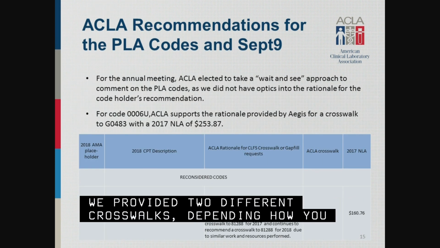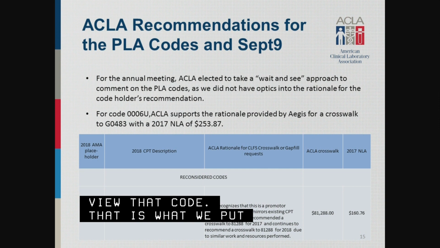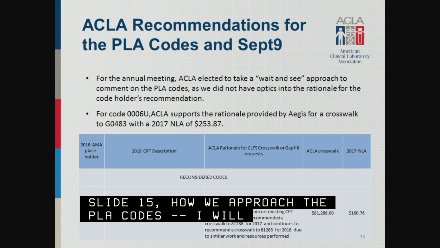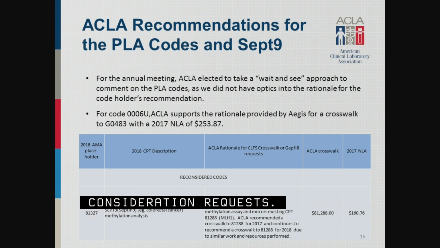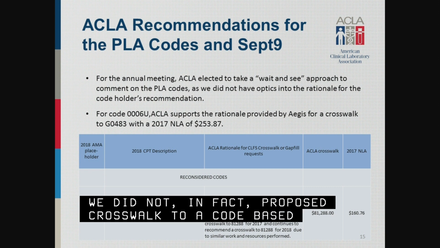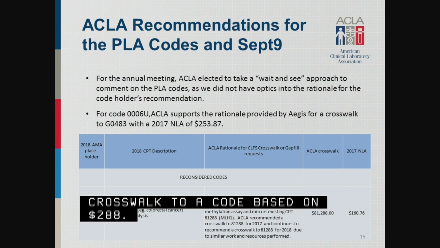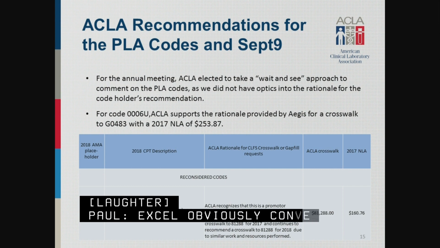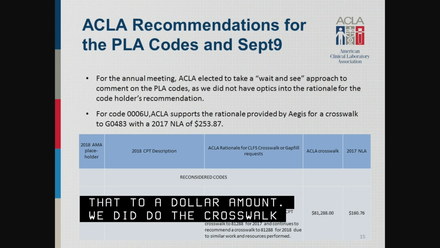Slide 15. First, how we approach the PLA codes. I think I'll jump first to the reconsideration request, because the longer you stare at this slide, the more ridiculous it looks. We did not, in fact, propose to crosswalk to a code priced on the clinical lab fee schedule at $81,288. We just didn't think it passed the sniff test more than anything else. But anyway, Excel obviously converted that to a dollar amount. When we looked at the SEP9 code, we did do the crosswalk to 81288, and that's only $160.76.